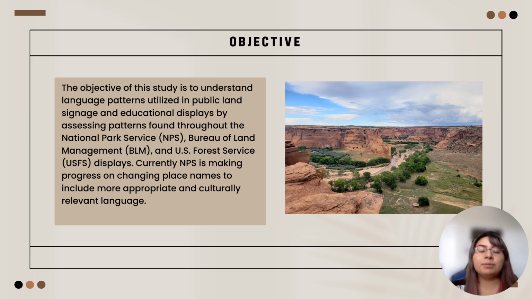Going on, my objective of this project is to understand the language patterns utilized in public land signage and educational displays by addressing patterns found throughout the National Park Service, Bureau of Land Management, and U.S. Forest Service displays. Currently, NPS is making progress on changing place names to include more appropriate and culturally relevant language, and that's awesome. I like to see that. I actually came across some parks that did that, so that's really encouraging, and I'm looking forward to seeing more signage through the NPS.